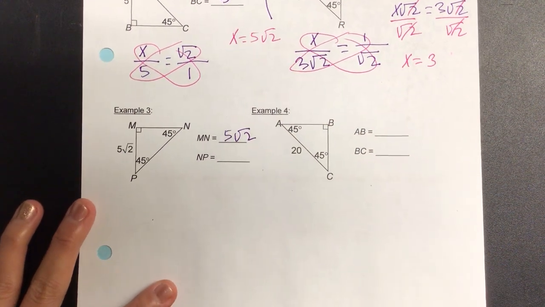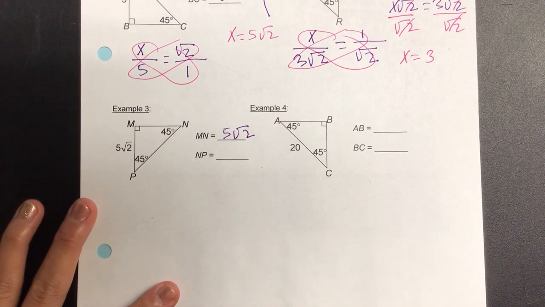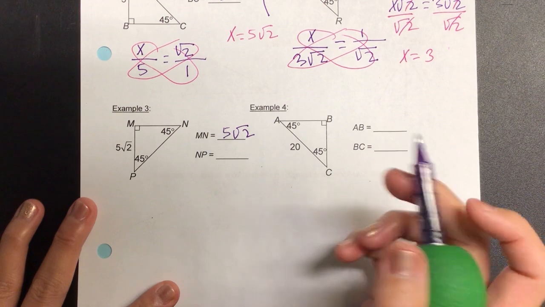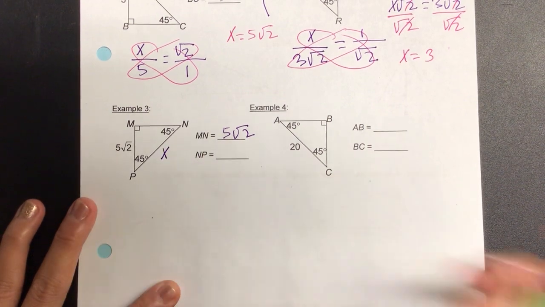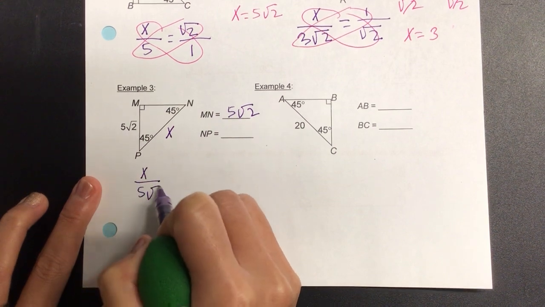So when the free piece is given to you, just take it. That could happen on the quiz. It could happen on the homework or the test. All right, my variable is going to go into NP. So let's make our proportion. X over 5 radical 2.